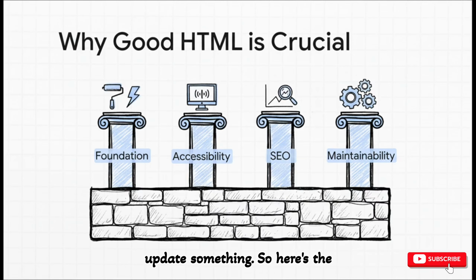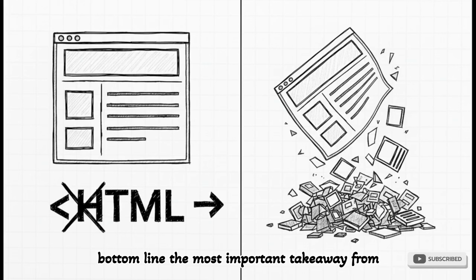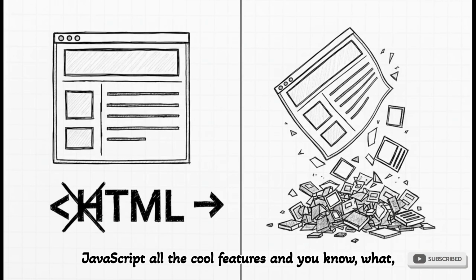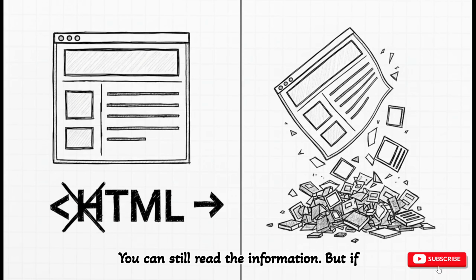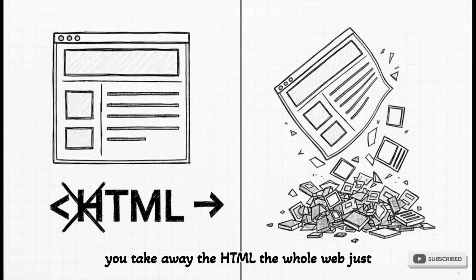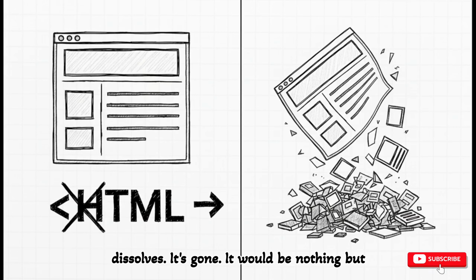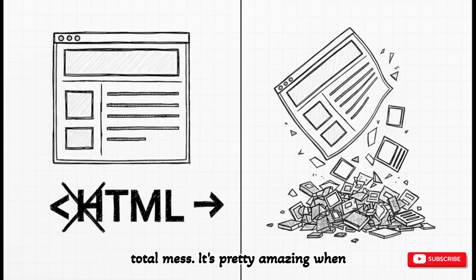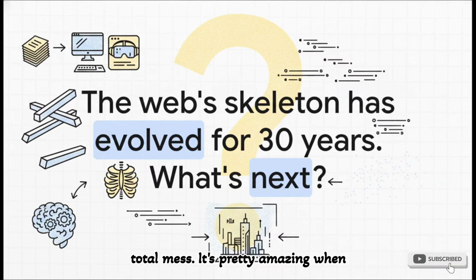So here's the bottom line, the most important takeaway from all this. You can take away the CSS, all the pretty colors. You can take away the JavaScript, all the cool features. And you know what? You can still read the information. But if you take away the HTML, the whole web just dissolves. It's gone. It would be nothing but a giant chaotic pile of text documents. Total mess.